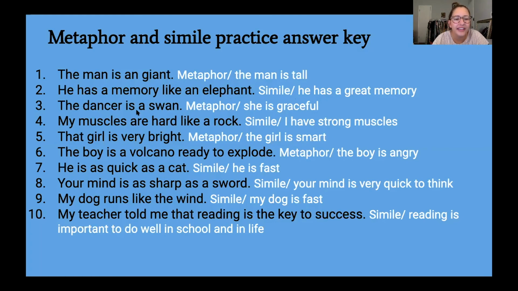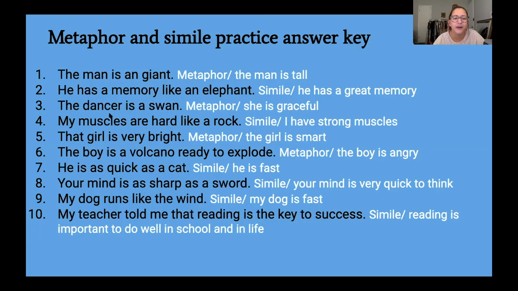All right, number 3, the dancer is a swan. This one's a little bit hard too. This one is a metaphor because it uses the word is. It's comparing the two things. A swan is used to compare when someone is graceful or elegant. If someone dances like a swan, they dance really pretty and very strong. So what this means is that the person is graceful or pretty, things like that.